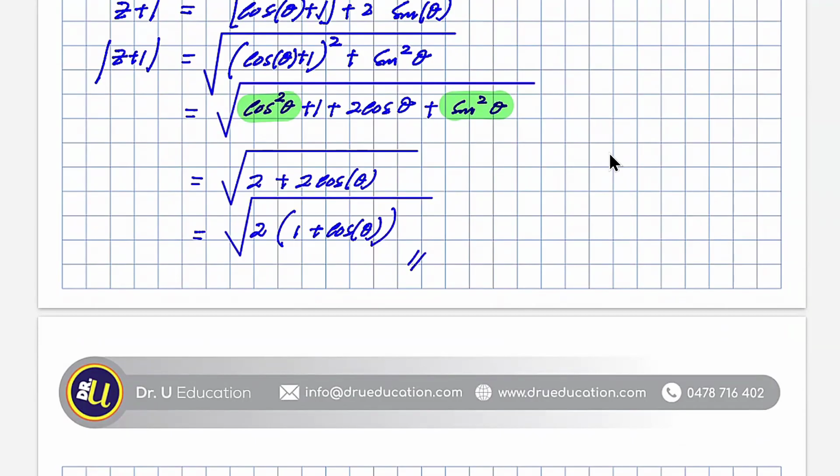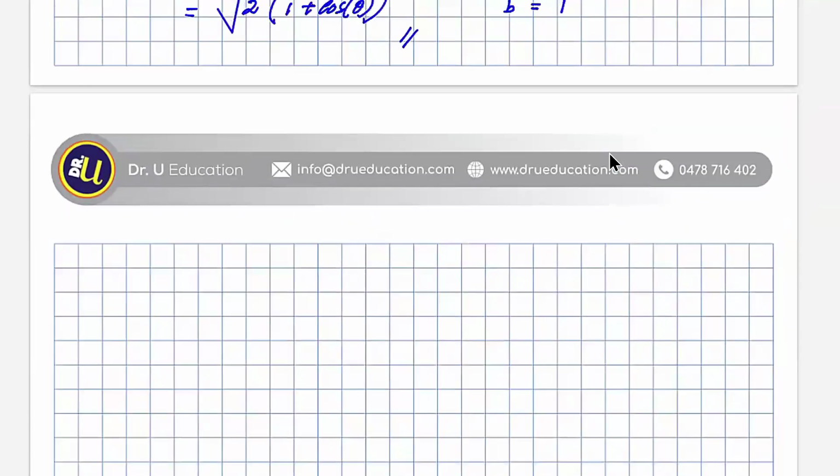So A is going to be 2 here, then B is going to be 1 here. A is going to be 2, B is going to be 1 here. Okay.